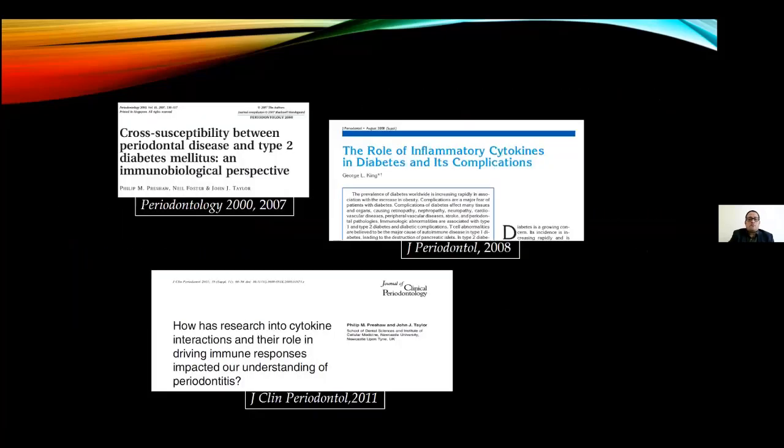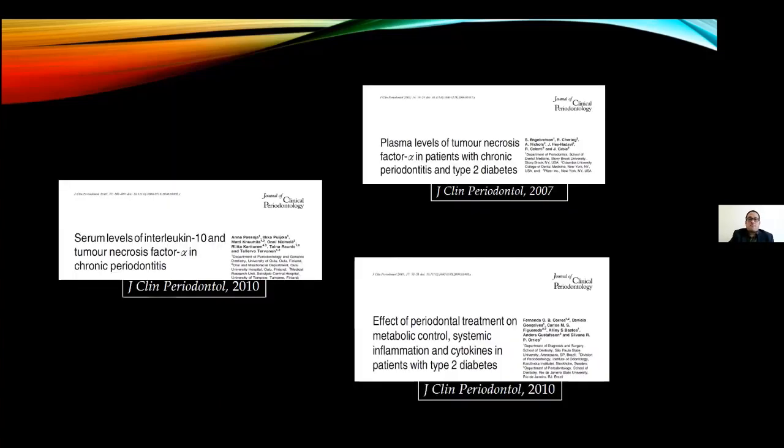There are enough and more articles in the literature with respect to cross-susceptibility and the role of inflammatory cytokines, and how research into cytokines has actually driven our understanding of the pathogenesis of both these disease conditions. Individual markers have been studied, and more recently, studies are focusing on multiple markers so as to bring about a more valid association between the pathogenesis as well as the cross-susceptibility between periodontitis as well as diabetes.